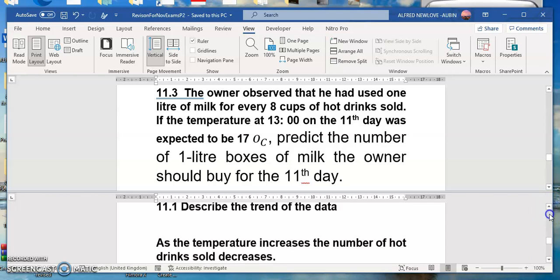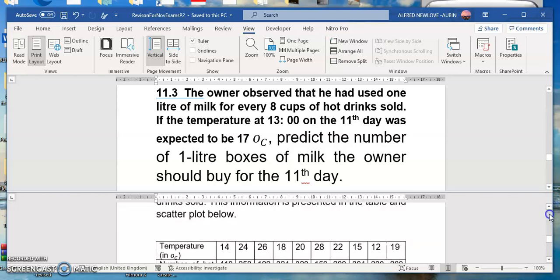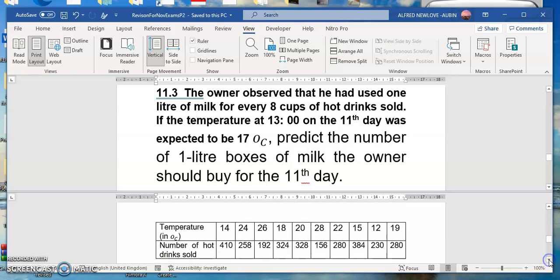Let's go back to the table. This is our table. Which one is the temperature? Temperature. Remember I told you to write X here and Y here. So you check. This is talking about temperature. Alright. So if the temperature at this time on the 11th day, 1, 2, 3, 4, 5, 6, 7, 8, 9, 10. So the 11th day now is 17. It means the X here is what? 17. They want us to predict the number of 1 liter boxes of milk the owner should buy for the 11th day.